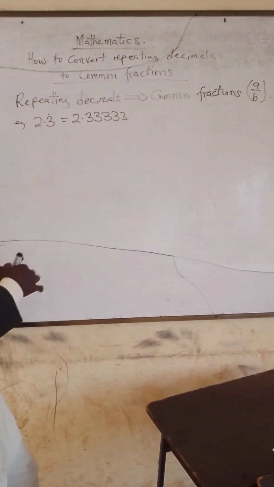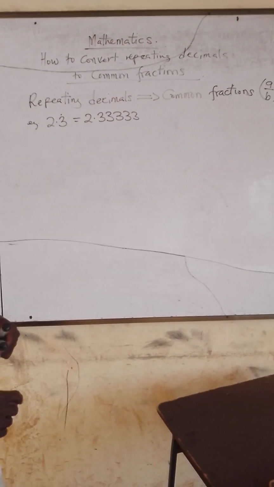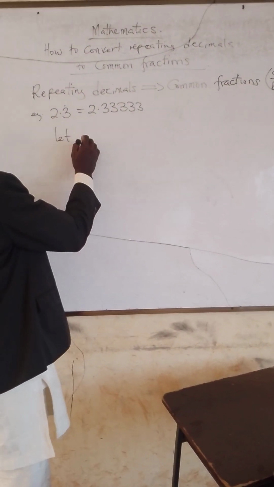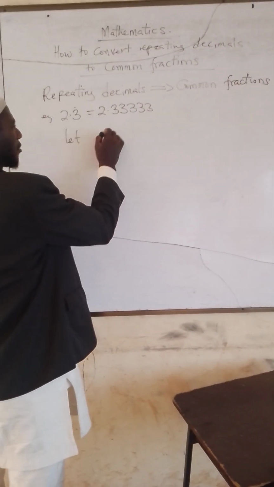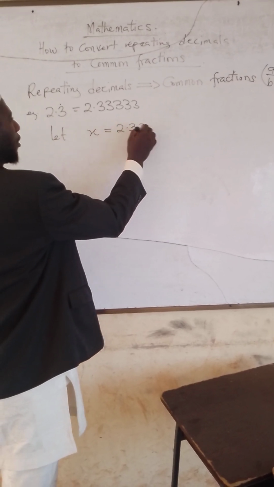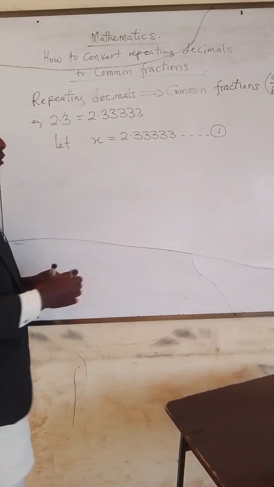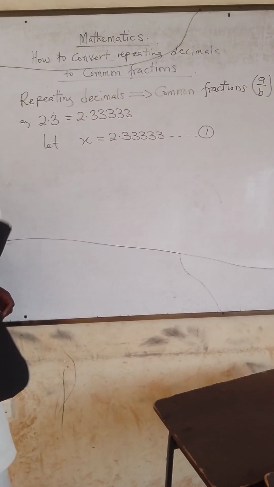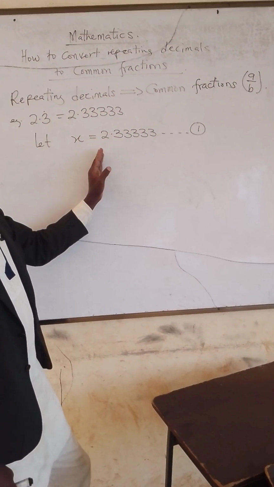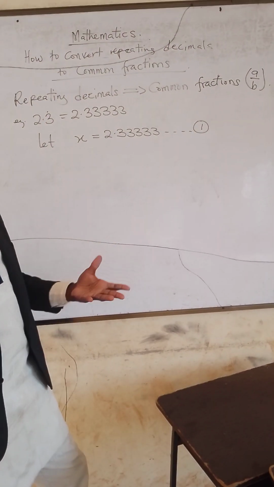So how do we ensure that we can express this repeating decimal as something over something, a numerator and a denominator? To do that, first you say let x equal 2.3333 in that order, and make it equation 1. Now, we want to ensure that the repeating decimal is found before the decimal point, and after the decimal point, it continues with the repeating decimal again.